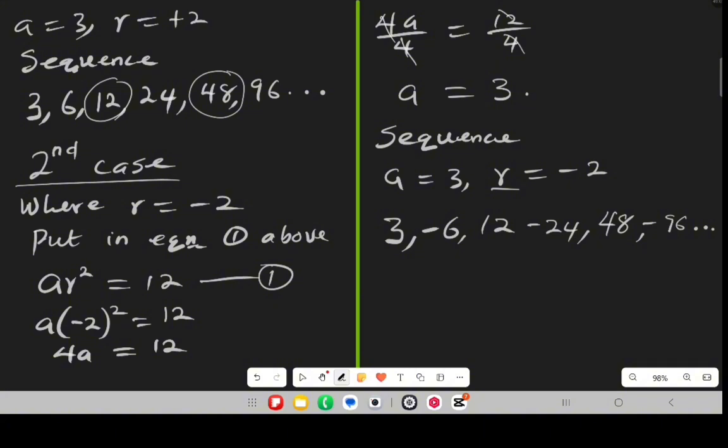The terms in this sequence have both positive and negative numbers. To double check if our answer is correct, the third term is plus 12, which is the same as the first sequence, and the fifth term is plus 48. So our answer is correct.